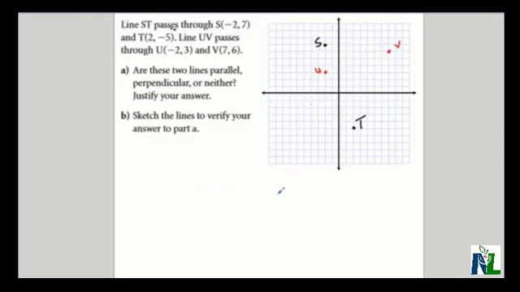Here I have ST and UV already plotted on the grid. It says, are these two lines parallel? Now, without using the points on the grid to find the slope, I will use the slope formula. Of course, for the slope of ST, the formula was y2 subtract y1 over x2 subtract x1. I'm going to call S x1, y1 and T x2, y2.